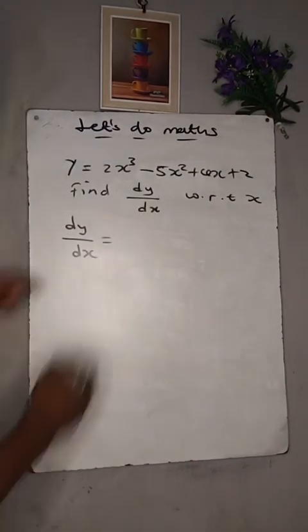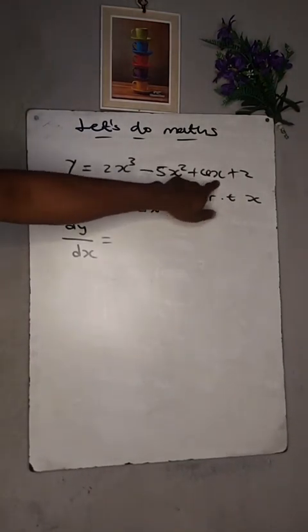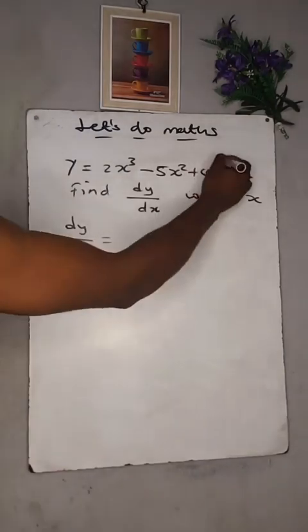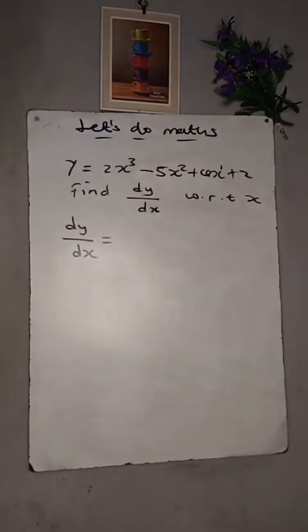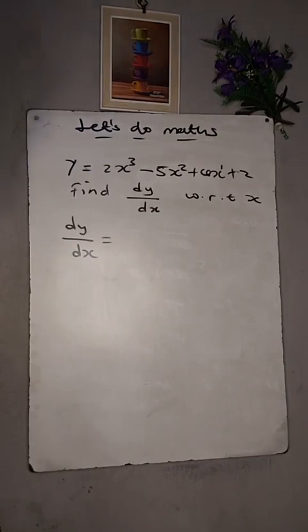So what we have is 2x cubed minus 5x squared plus 4x. That x has the highest power of 1. You can indicate a 1 or just leave it like that.